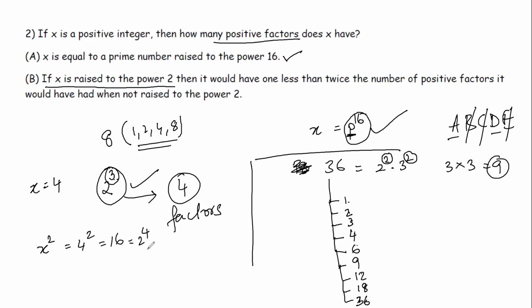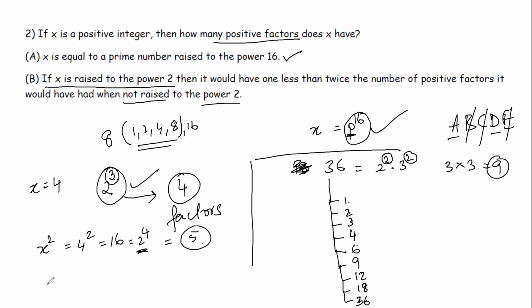It just means that if x is 4 and x is squared, that is 16, 2 to the power 4, then it would have 5 factors according to this concept, right? So 16 would have had 1, 2, 4, 8, and 16, 5 factors. So it would have 1 less than twice the number of positive factors it would have had when not raised to the power of 2.